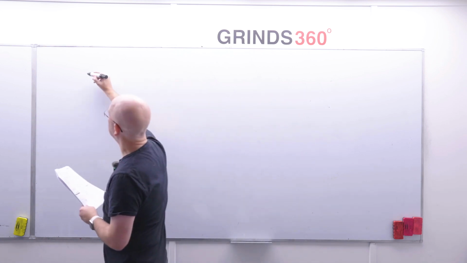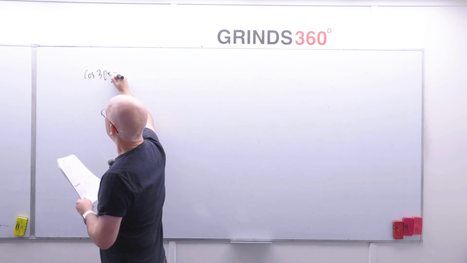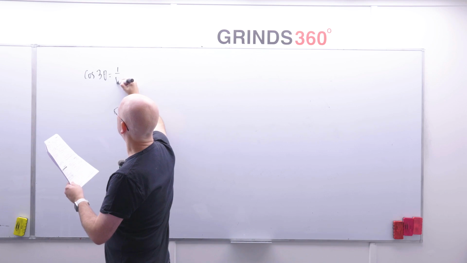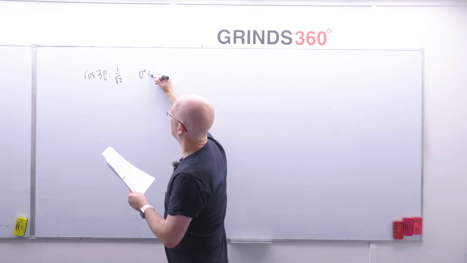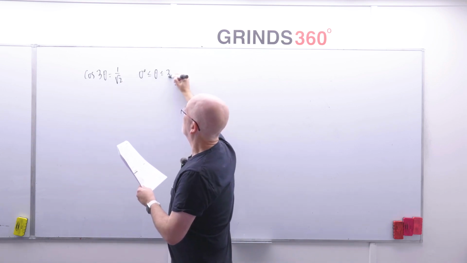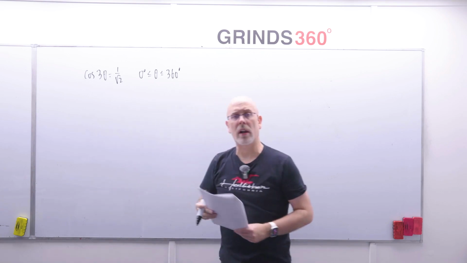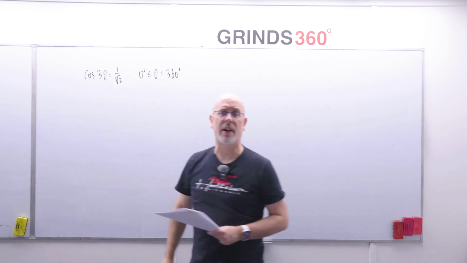It's cosine 3 theta is equal to 1 over root 2. And again, we're looking for the answers between 0 and 360. Okay, so we're in degree mode here. So what I'm going to do for the moment, just ignore that 3 till the very end.